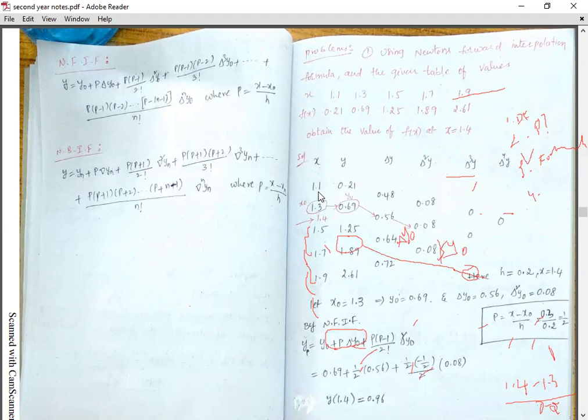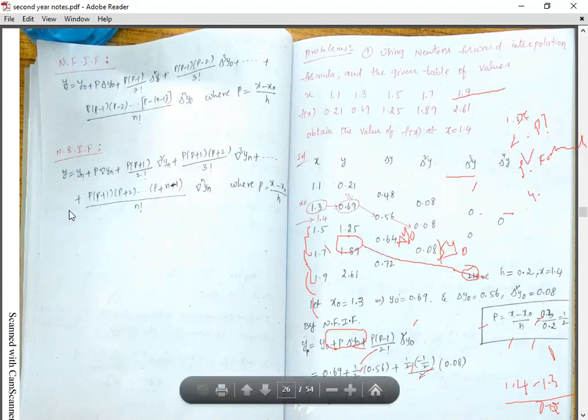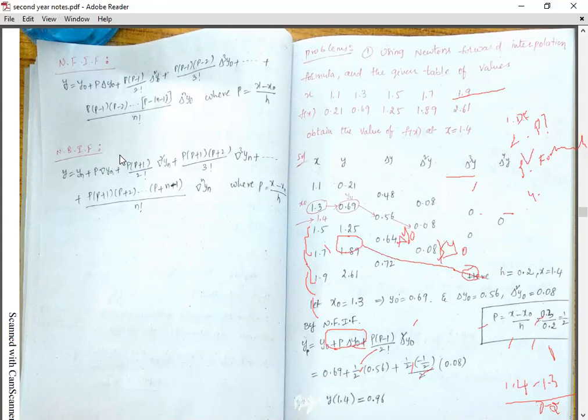If I take x naught as 1.1, then the corresponding y naught will be 0.21. Hence, we need to take a slanting line downwards from this y naught. Then there are 4 values on the slanting line. In the first difference column, we write delta y naught. In the second difference column, we write delta square y naught. In the third difference column, delta cube y naught. In the fourth difference column, delta power 4 y naught. Even though we are getting non-zero values up to second order differences only, by taking these values also, we can evaluate y of 1.4, that means f of x at x equal to 1.4. In such a case, we may not get the same value as 0.96. There will be some error in the value.